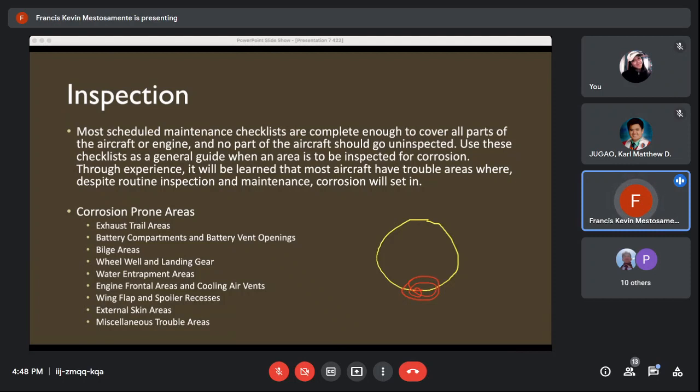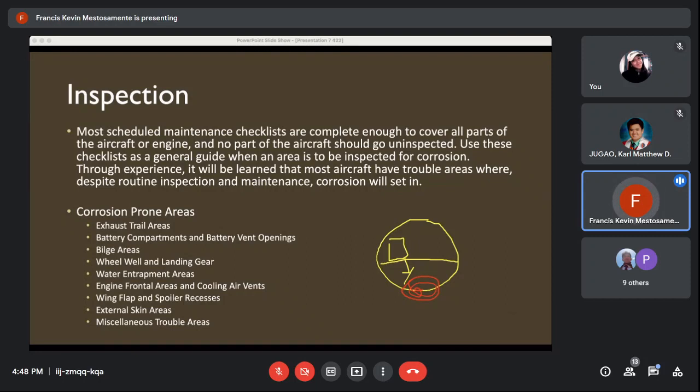Kasi, for example, we have here a lavatory. Nagkaroon ka ng leak. Ang water kasi is liquid. So, lagi yang gagalaw and subject to gravity. So, lagi yang pupunta on the lower portion. So, lower portion ng, sabihin natin, ng part na to, check mo yung flooring. If medyo basa, wala na, check mo pa rin yung lower portion after that. Kasi ang liquid will always flow and will always be subjected to gravity. So, bababa yan. Yan yung bilge area.